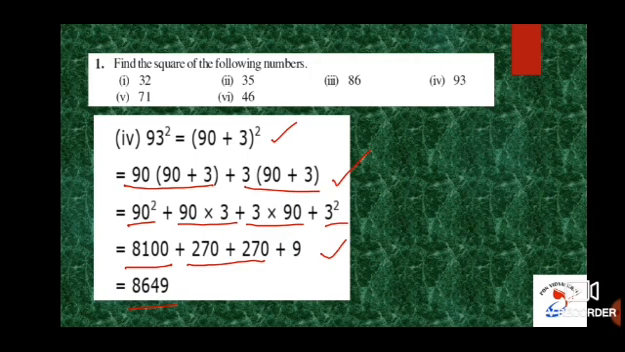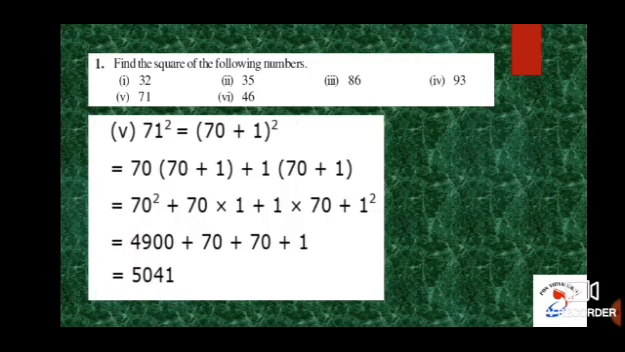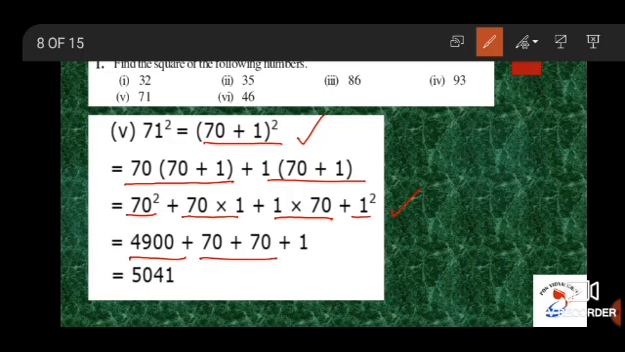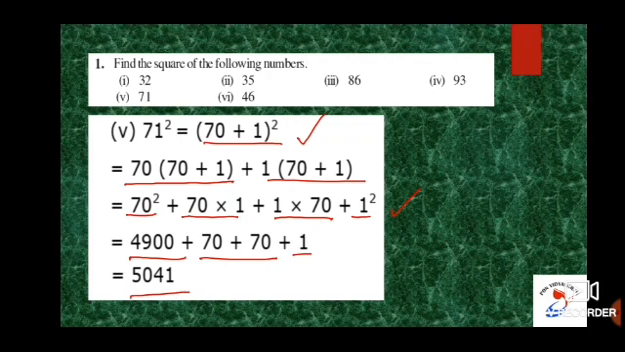We move on to the next problem, that is subdivision 5, 71 square. 71 square can be written as (70 plus 1) the whole square, that is equal to 70 into (70 plus 1) plus 1 into (70 plus 1), that is 70 square plus 70 into 1 plus 1 into 70 plus 1 square, that is equal to 4900 plus 70 plus 70 plus 1, that is equal to 5041. So to conclude, the value for 71 square is equal to 5041.